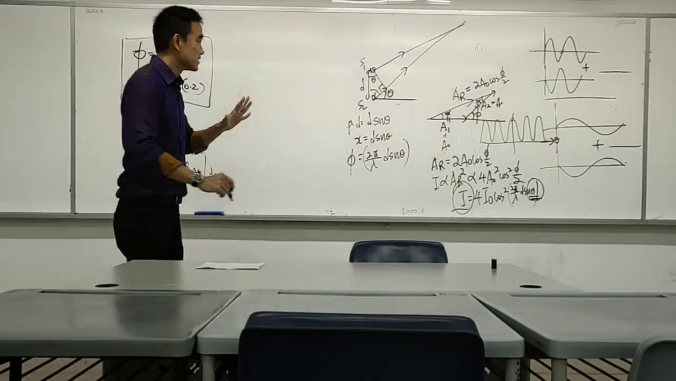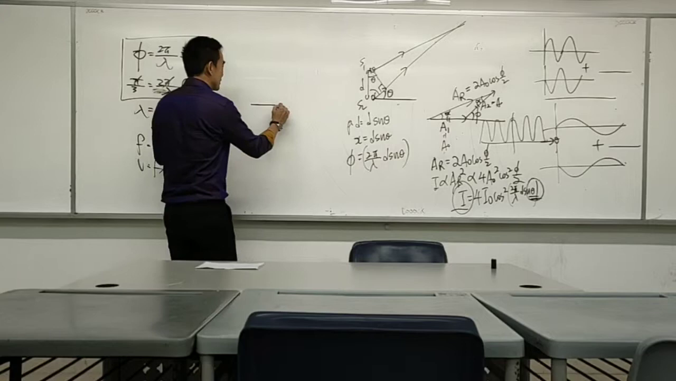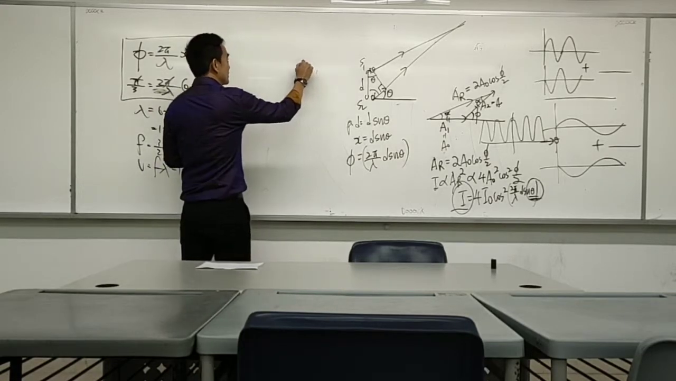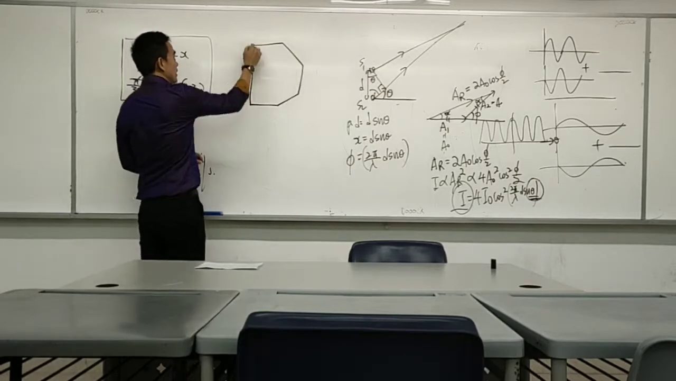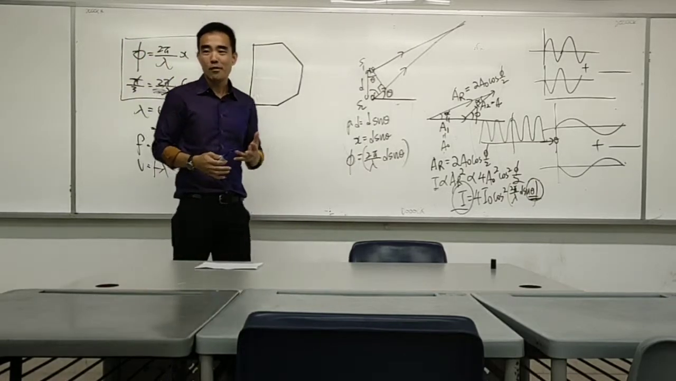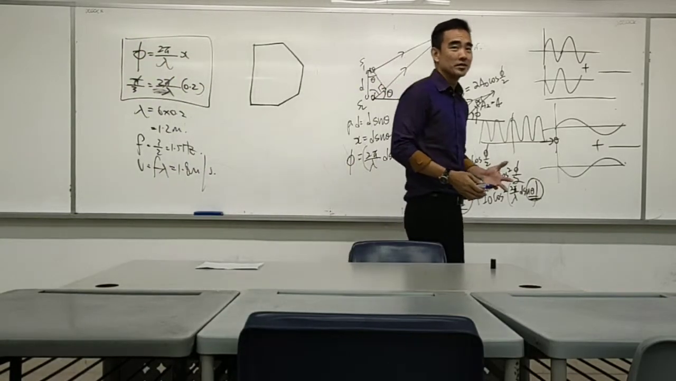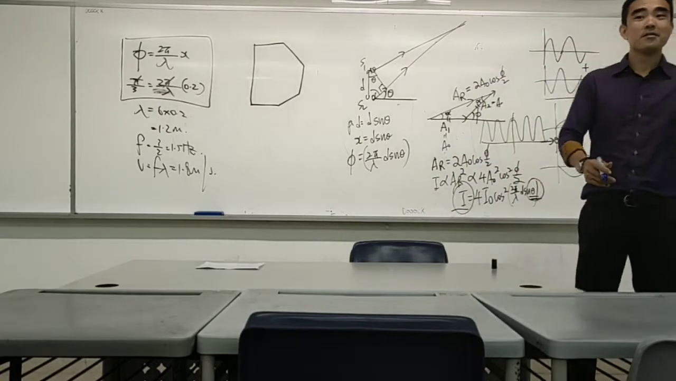If you have 5 sources, the thing will get really messy. It will be like this, like this, like this. Then you just have to add. So it gets progressively more and more complicated as you add more and more sources. So what I'm going to show you is another method.